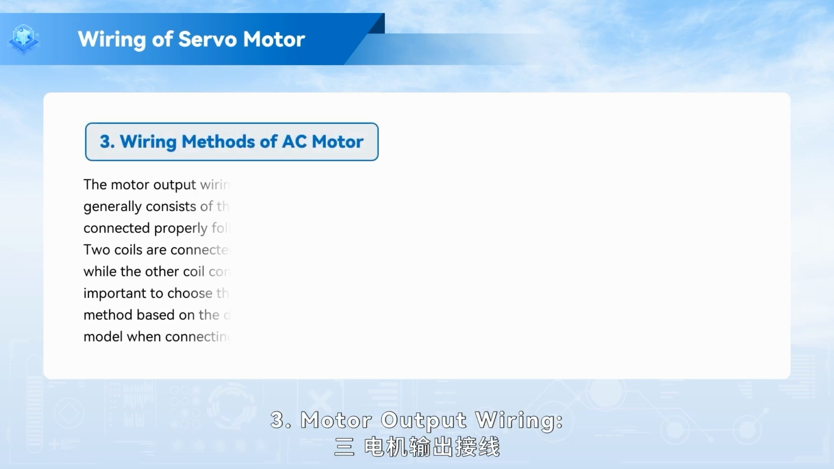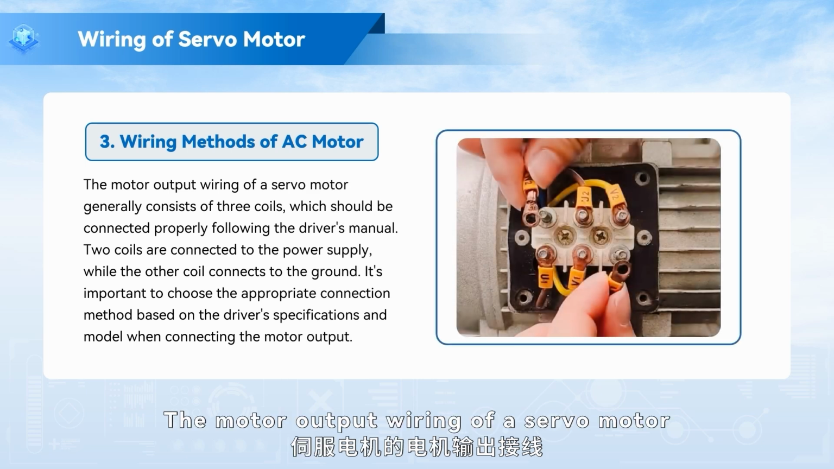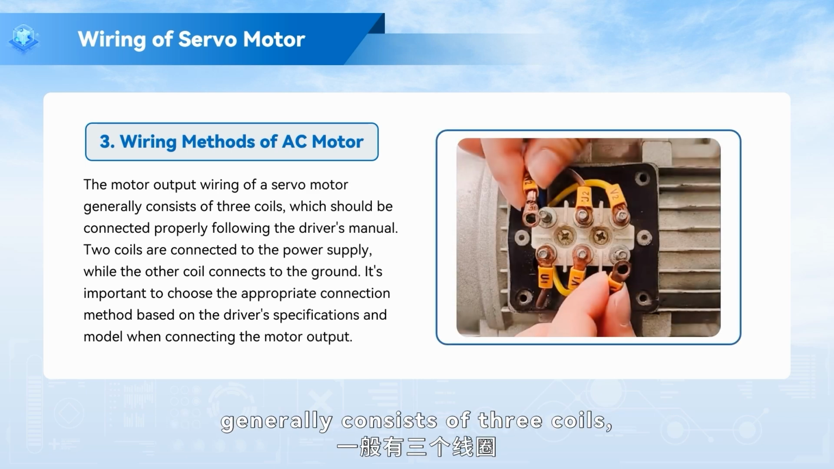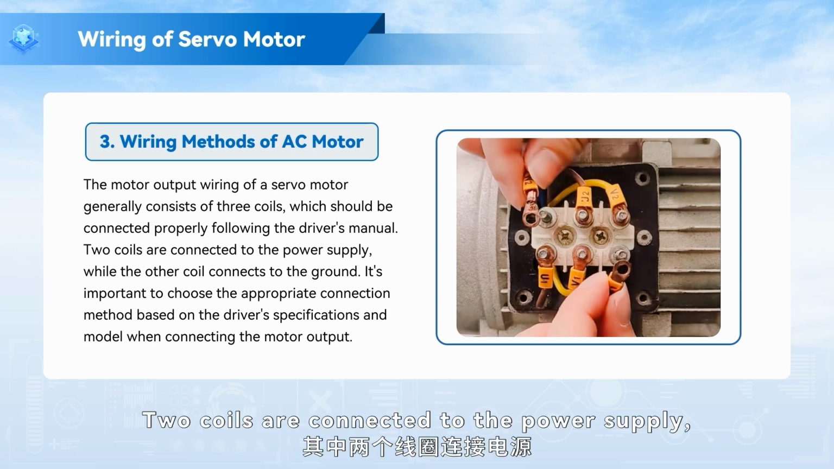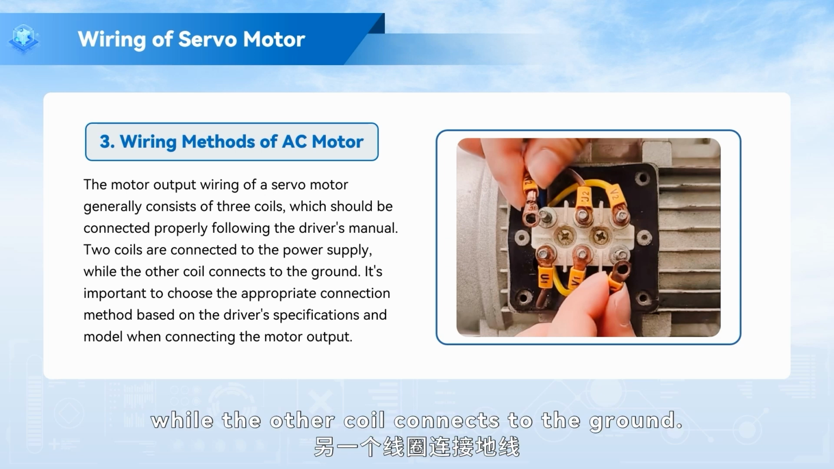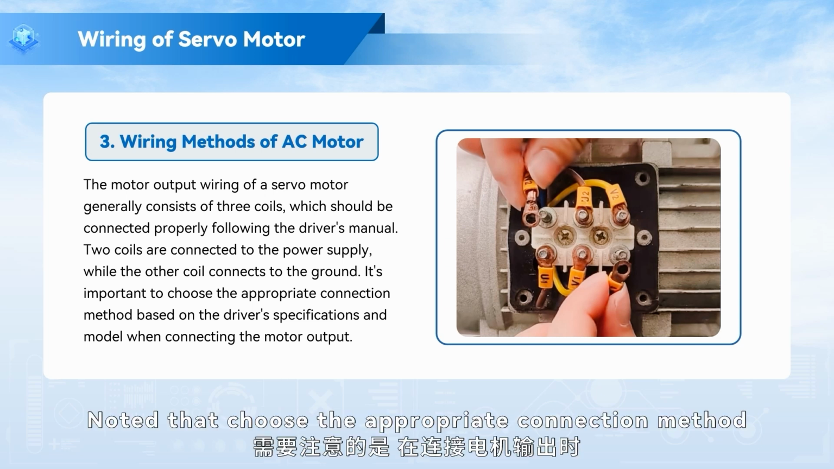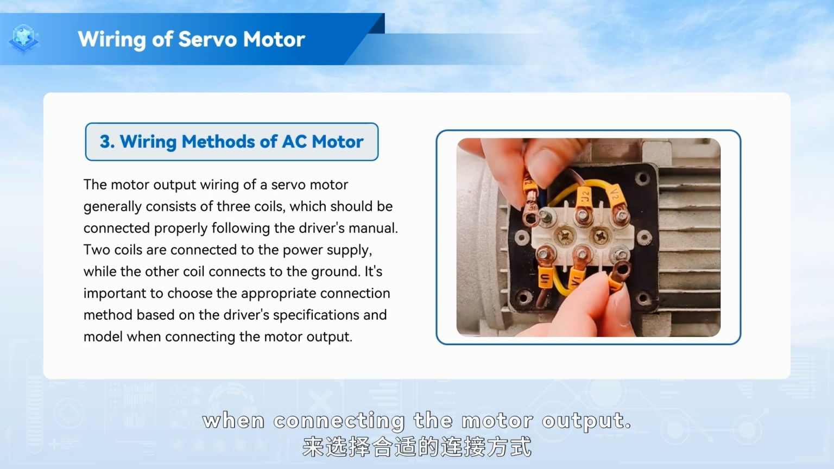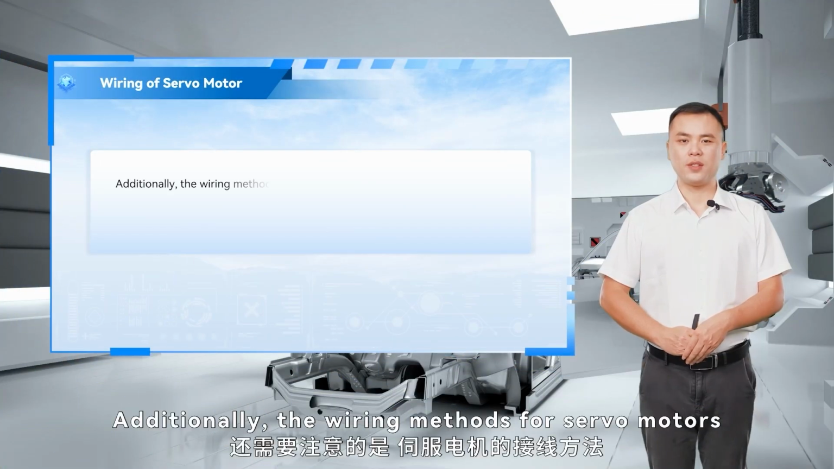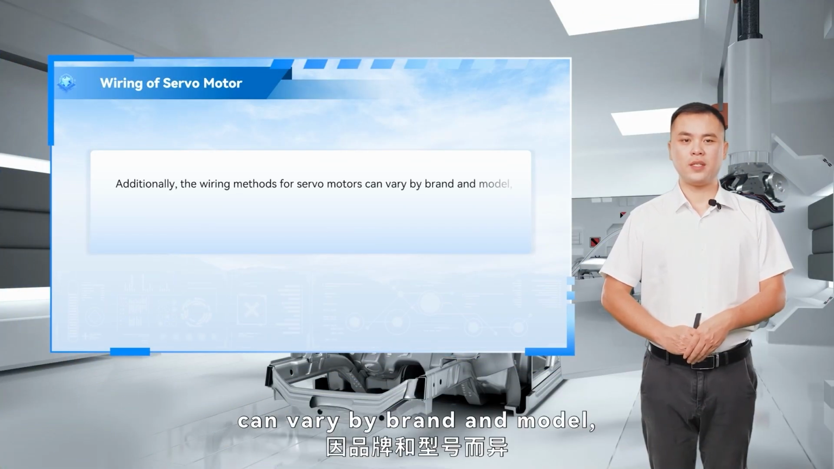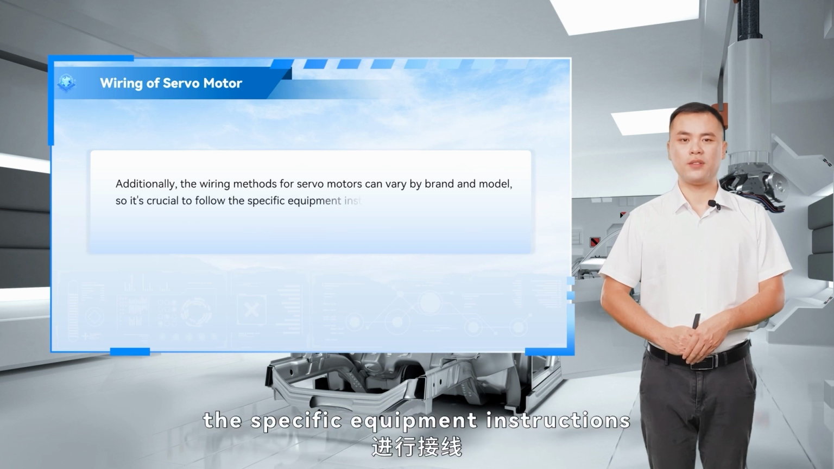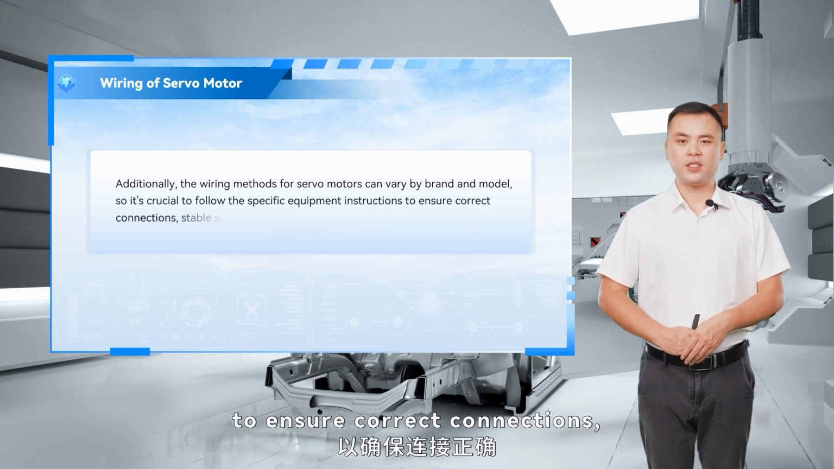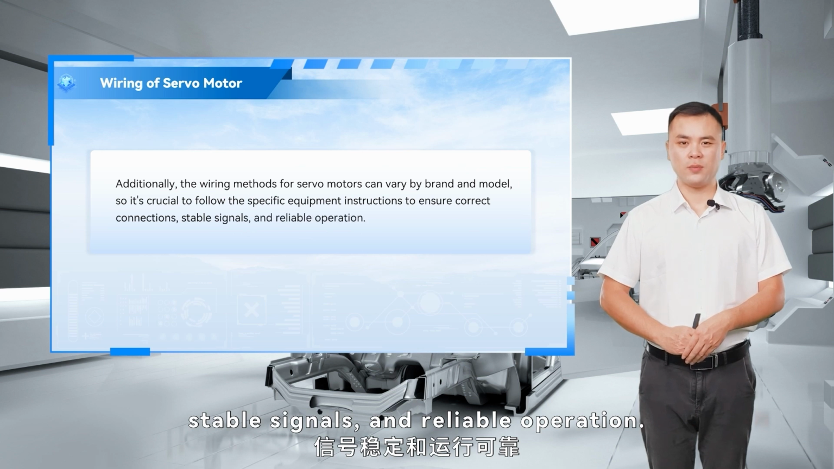3. Motor output wiring. The motor output wiring of a servo motor generally consists of 3 coils, which should be connected properly following the driver's manual. 2 coils are connected to the power supply, while the other coil connects to the ground. It's important to choose the appropriate connection method based on the driver's specifications and model when connecting the motor output. Additionally, the wiring methods for servo motors can vary by brand and model, so it's crucial to follow the specific equipment instructions to ensure correct connections, stable signals, and reliable operation.